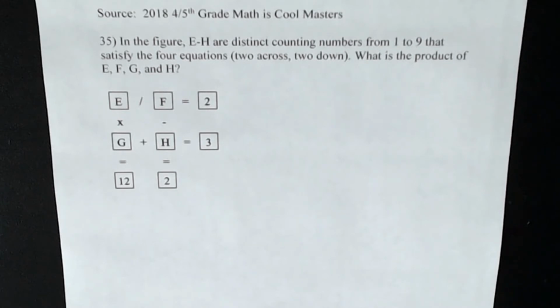3 is not possible, since if e equals 3, for e divided by f equals 2, f equals 3 over 2, which cannot happen. 4 is not possible, since if e equals 4, for e times g equals 12, g equals 3, but then g plus h equals 3, and thus h equals 0, which cannot happen. This leaves e equals 6 as the only possibility.